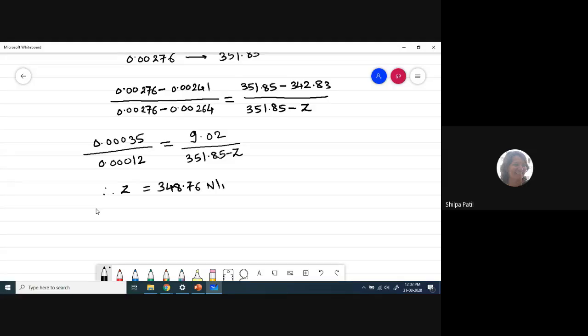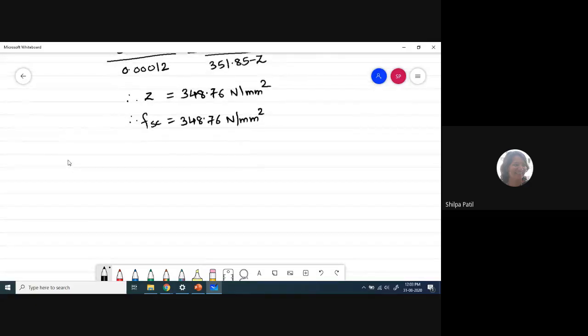348.76 Newton per mm square. So this is my FSC value. I'm getting FSC as 348.76 Newton per mm square. Okay, now I have obtained the correct value of FSC. I need to calculate XU again now.